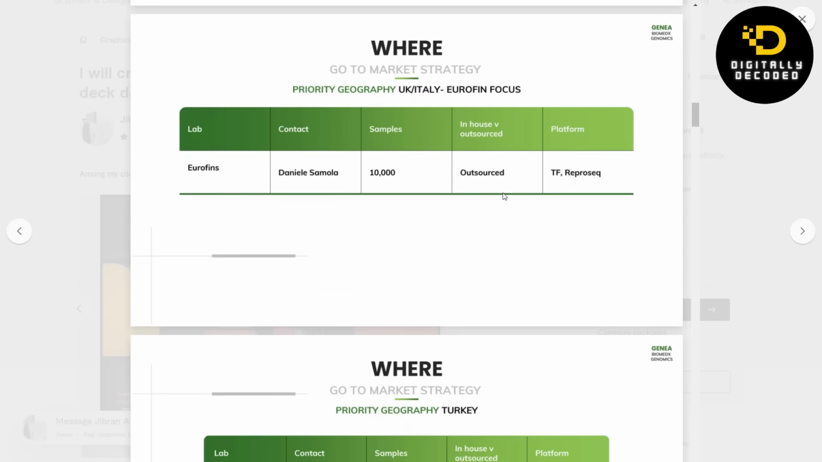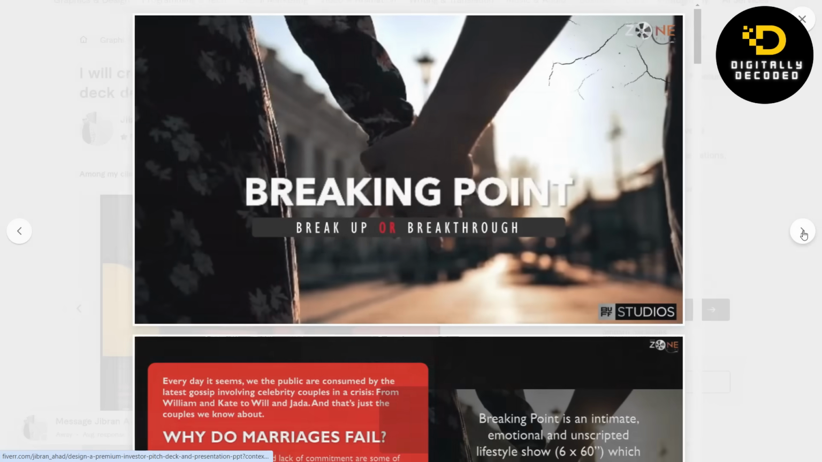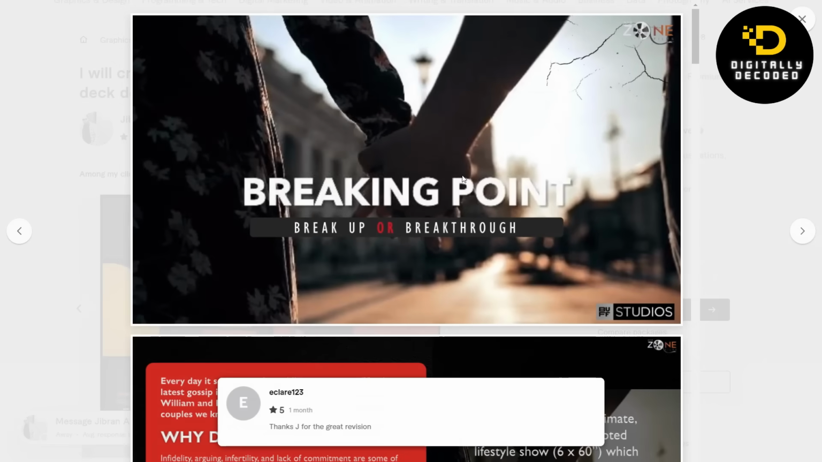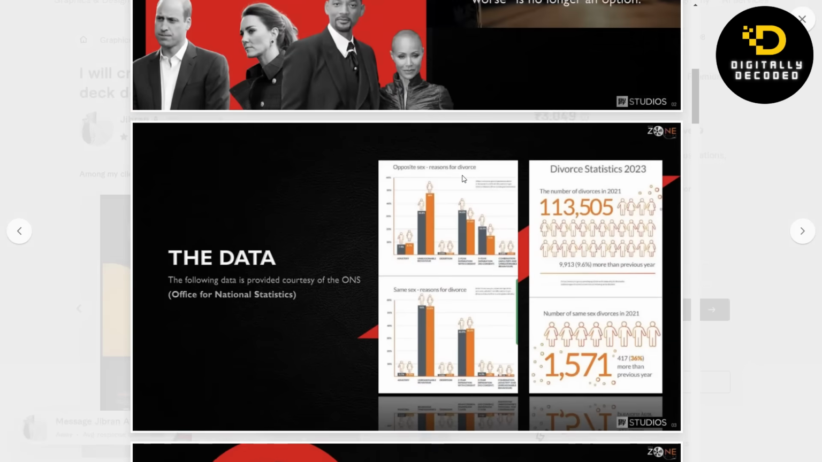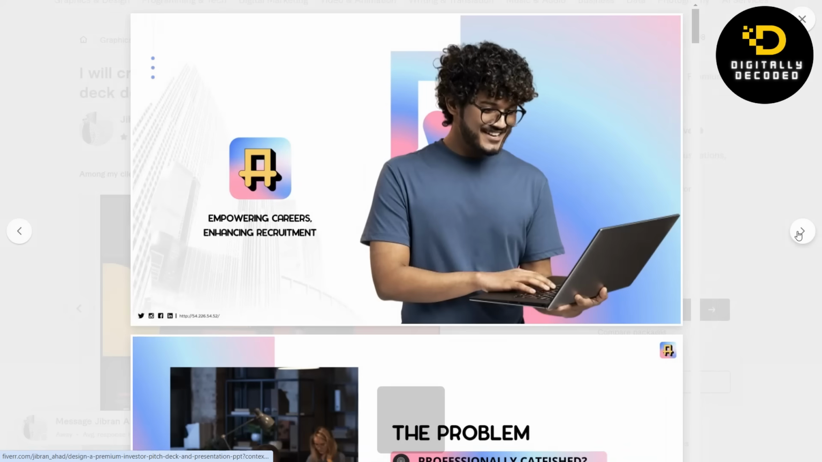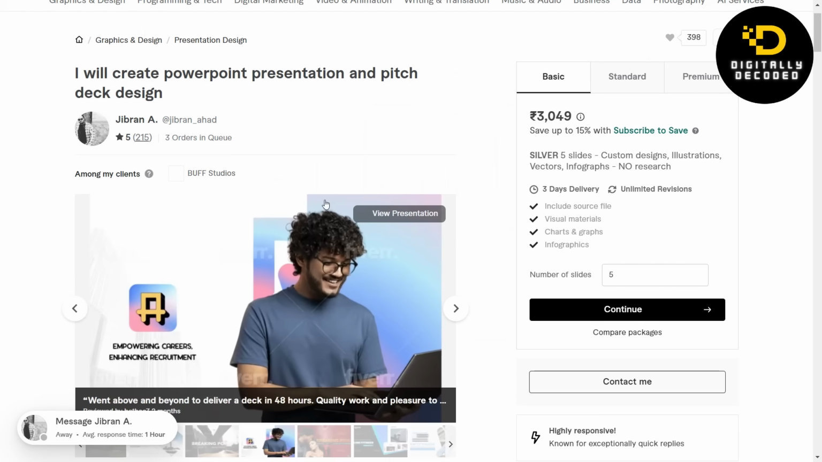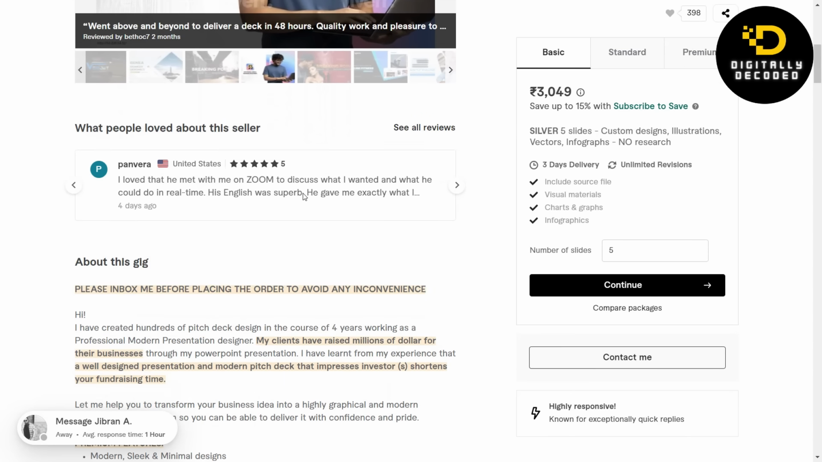Exit strategy. Discuss potential exit options for investors. Include examples of successful exits in similar industries. Appendix. Include any additional information, charts, or graphs that support your presentation. Back up key points with relevant data. Contact information. Provide clear contact details for follow-up questions.